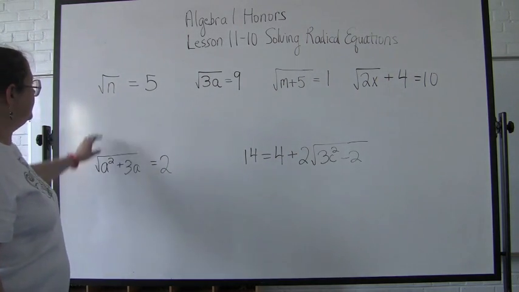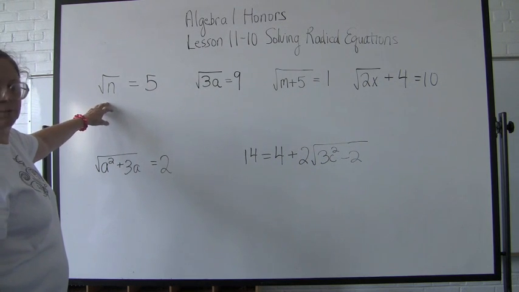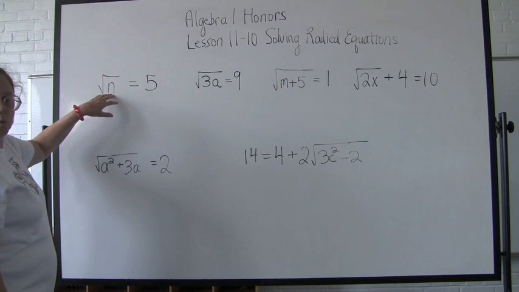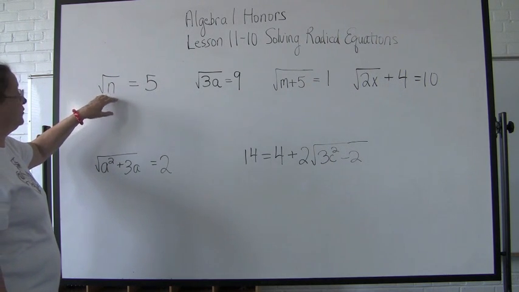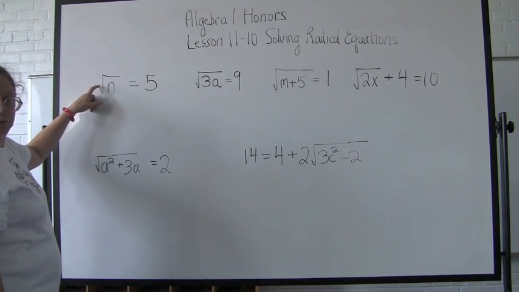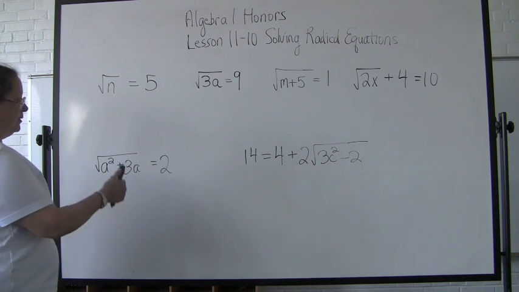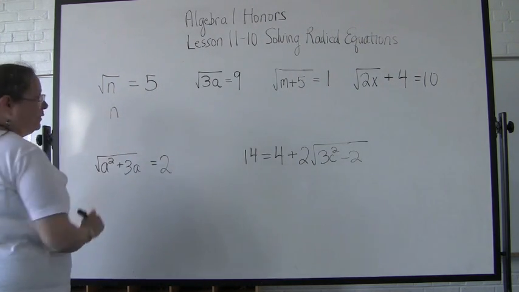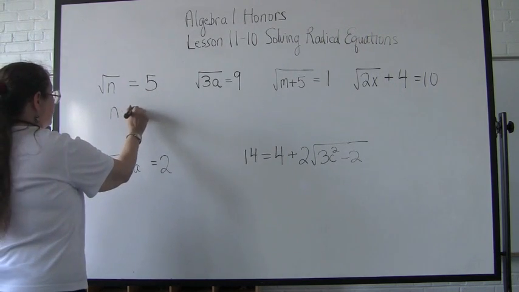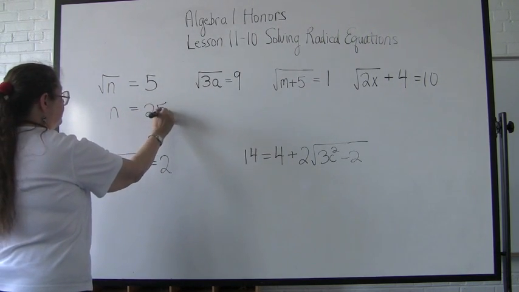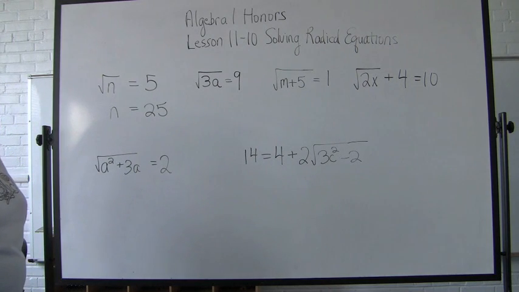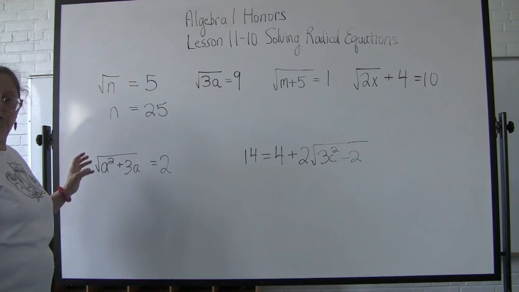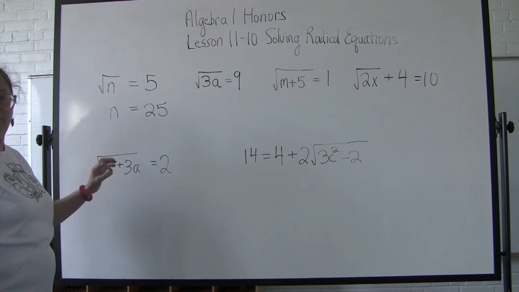Okay, so we have this one here, square root of a number is equal to 5. Well, what we're going to do to get rid of the radical, since it's a square root here, we don't write the 2, but it's a square root, we square both sides. When we square this side, we get n, and when we square 5, we get 5 times 5, or 25. And that's our answer. You put 25 under there. The square root of 25 is 5.